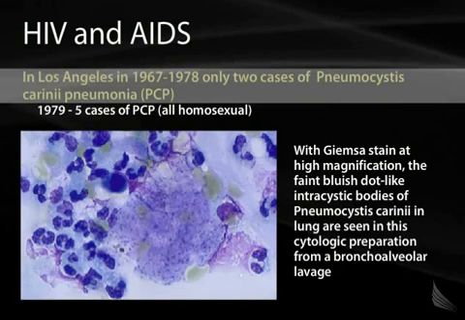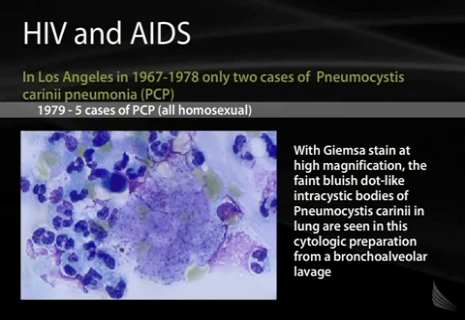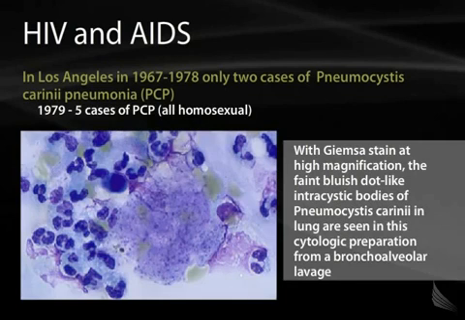Historically, HIV was first discovered in the 60s and 70s when there were a number of Pneumocystis pneumonias that showed up in Los Angeles. In 1979, there were 5 cases of PCP. They were all homosexuals. Then we had GMS stain at high magnification, which shows a faintish blue dot in this picture. That shows the PCP lesions in this cytologic preparation from bronchoalveolar lavage.